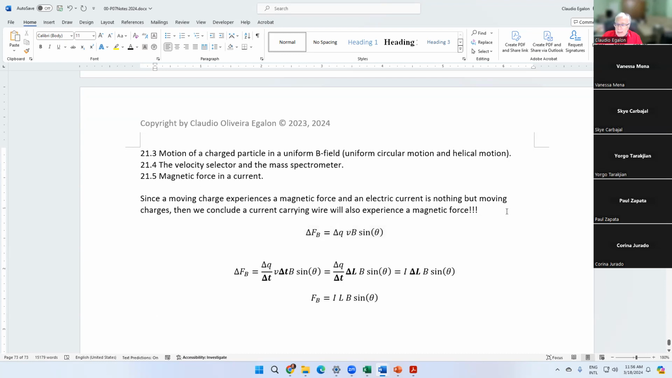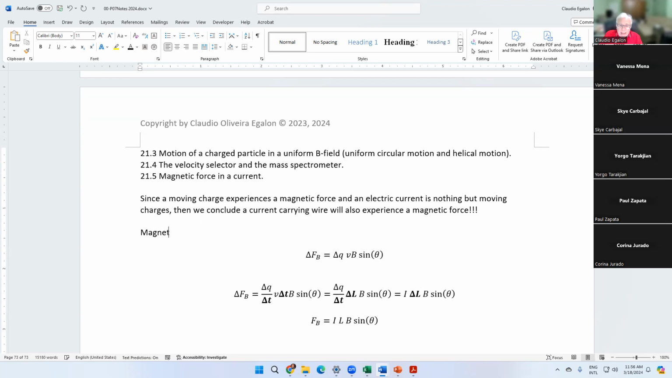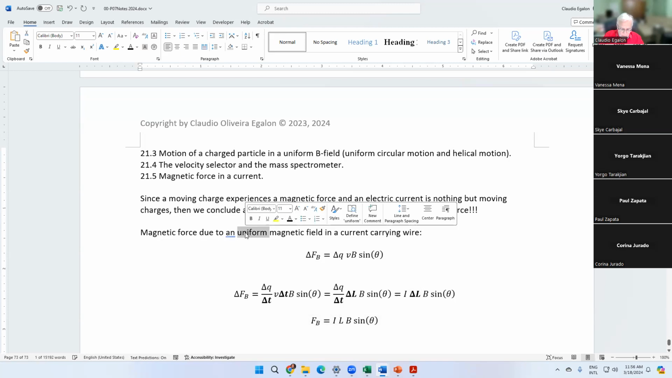Okay, magnetic force due to a uniform magnetic field in a current carrying wire. Uniform, don't forget. If it were not uniform, this equation would be a little bit more complicated, right? I did that for a uniform magnetic field.